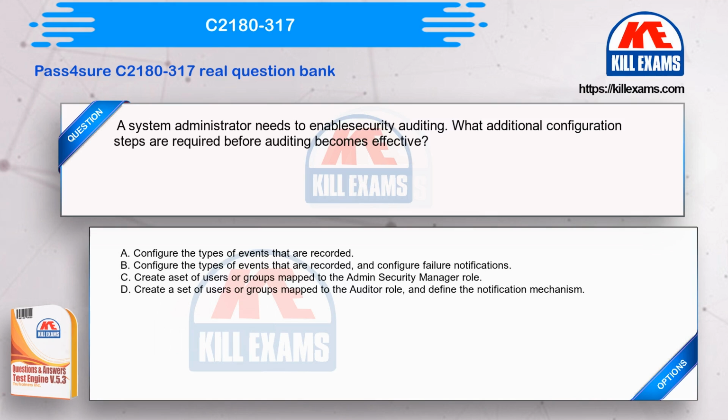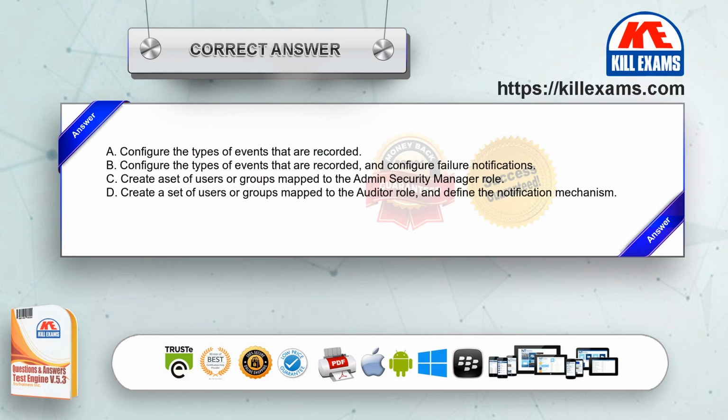Option C. Create a set of users or groups mapped to the Admin Security Manager role. Option D. Create a set of users or groups mapped to the auditor role, and define the notification mechanism. The correct answer is option D.